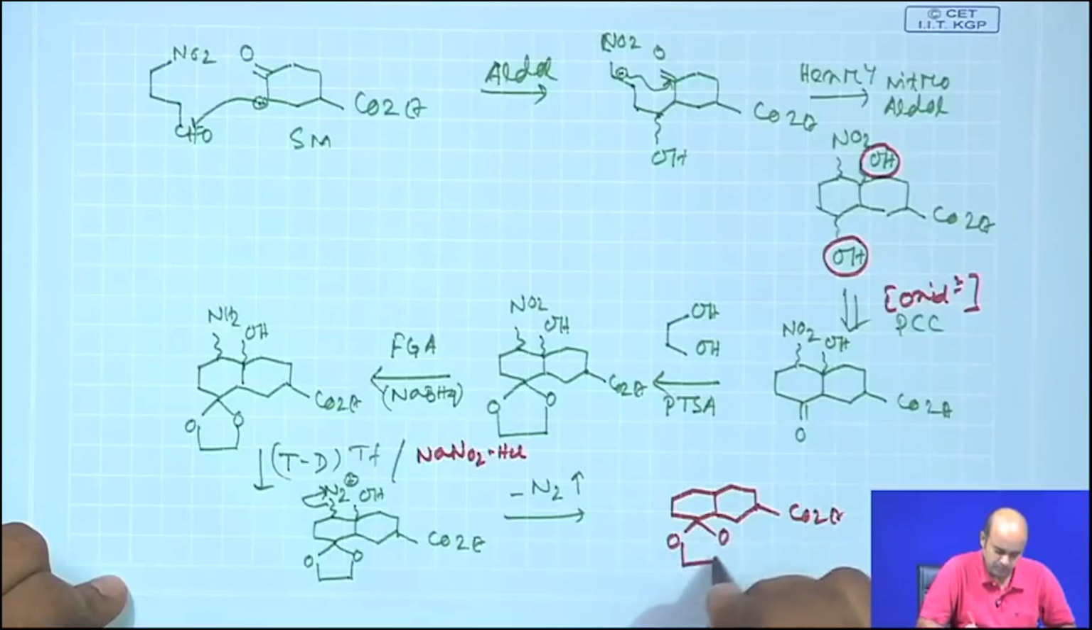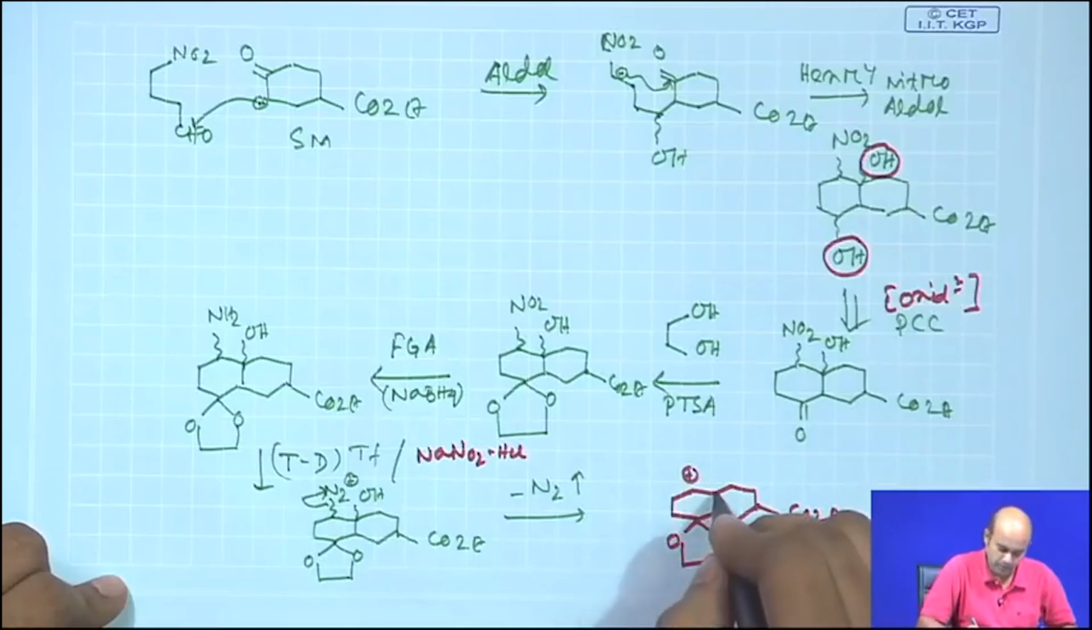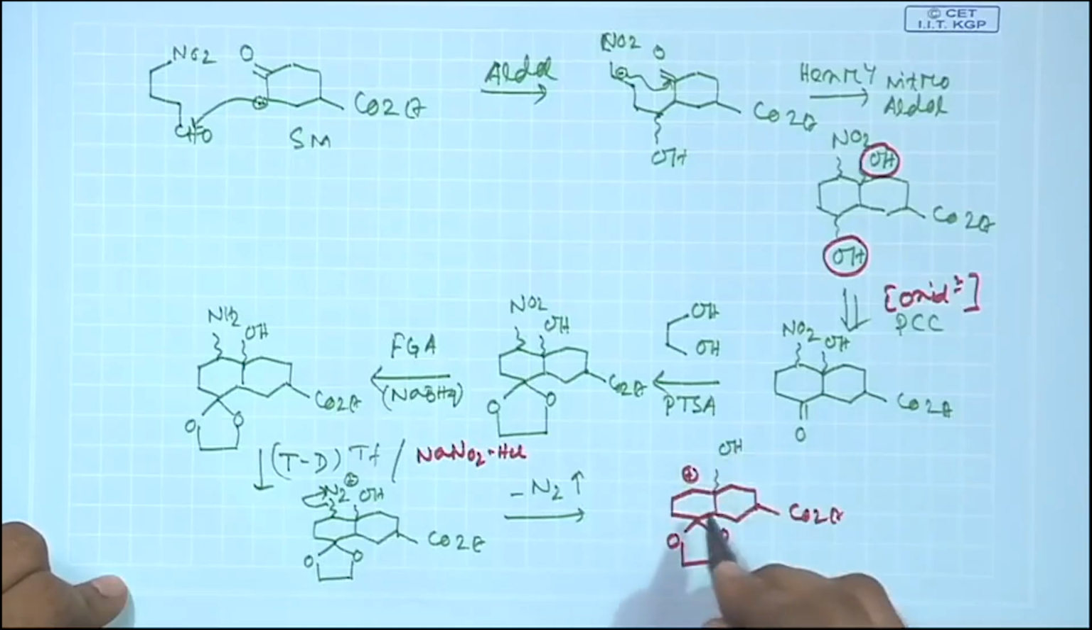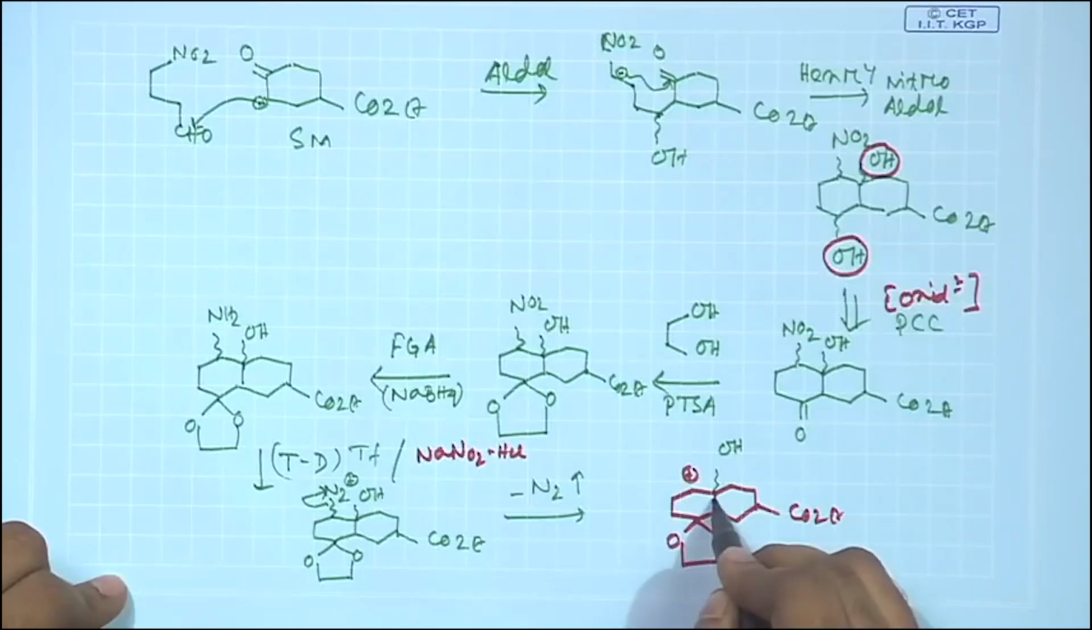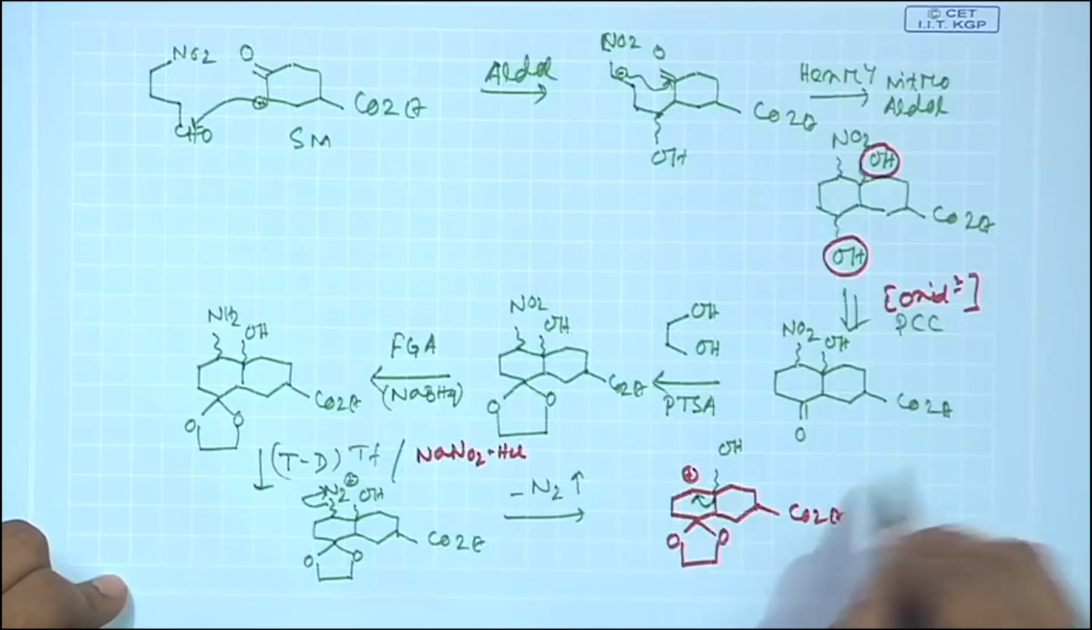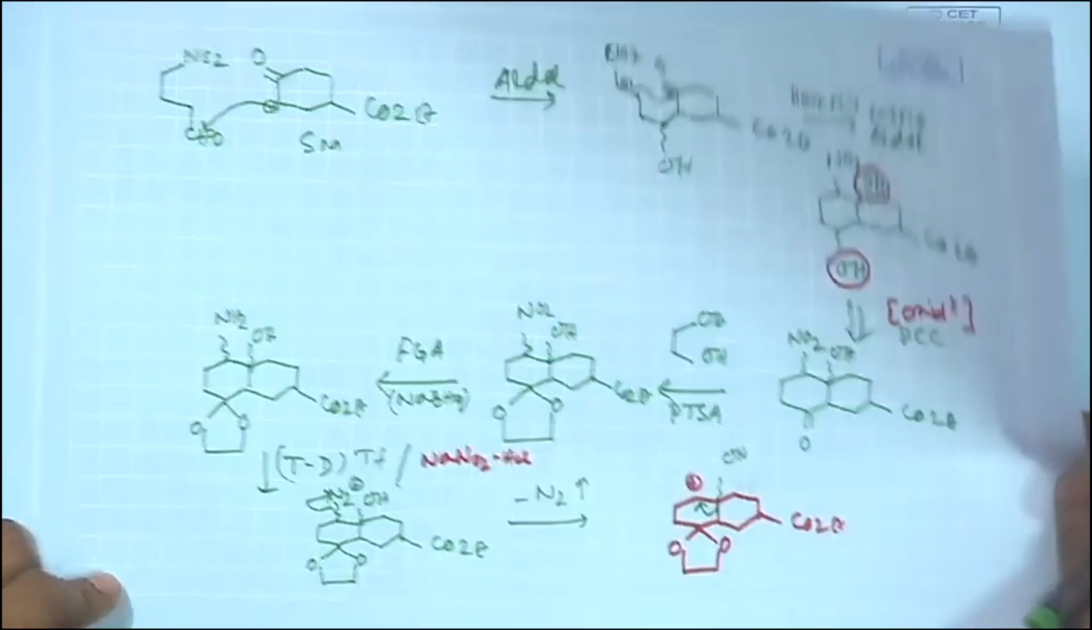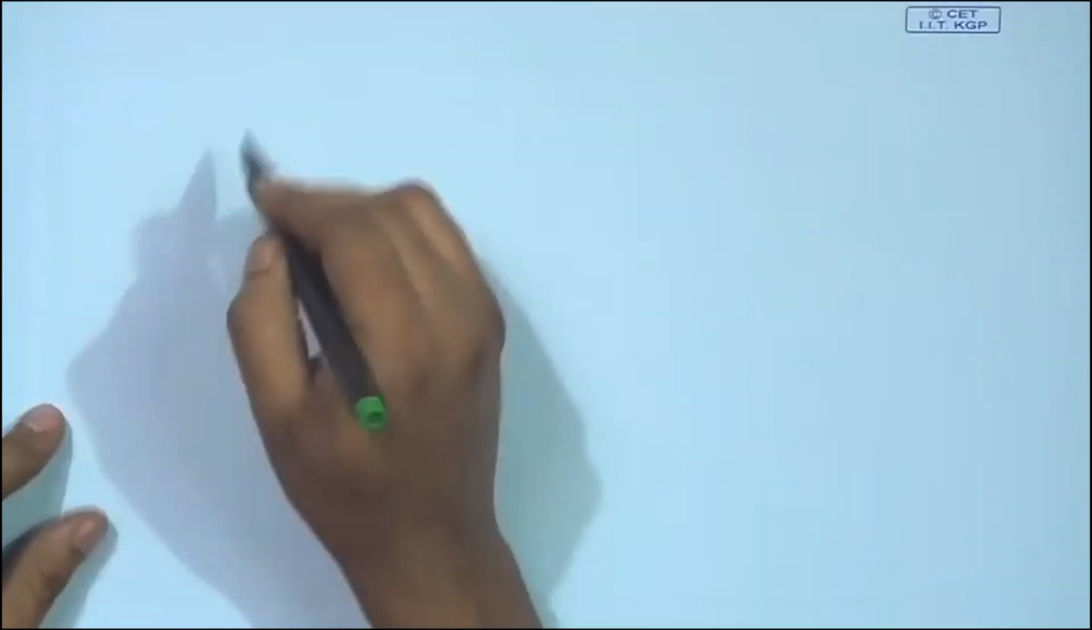Try to get the flavor of the mechanism. You are basically having a carbonium ion here. You have an adjacent OH here. Now, this is a secondary carbonium ion, and this secondary carbonium ion will try to rearrange through migration. This sigma bond will now migrate to give a more stable tertiary carbocation. We will explain in the next slide.